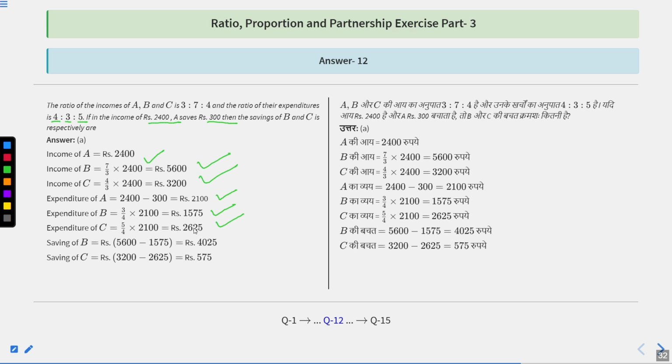So now what will be the savings of B and C? We can subtract expenditure from income. So income of B is 5600 and expenditure is 1575. So what will be the saving? 4025. In the same way, for C, income is 3200 and expenditure is 2625. So saving is 575. So A is the correct answer.